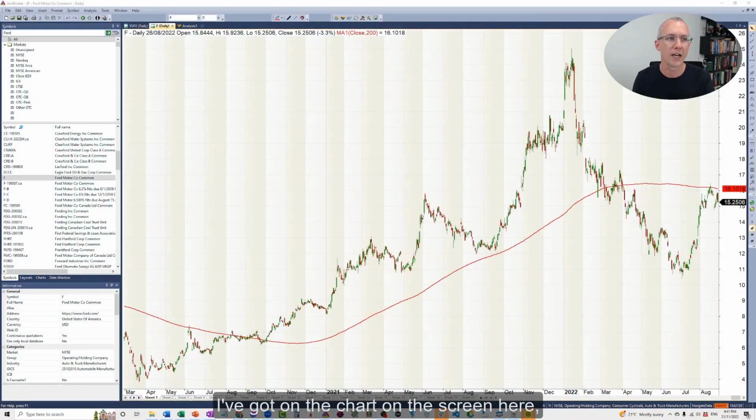I've got on the chart, on the screen here, a chart of Ford Motor Company. I just picked this at random. There's no magic in this, so don't take it as a recommendation about Ford one way or the other. But let's have a look here.